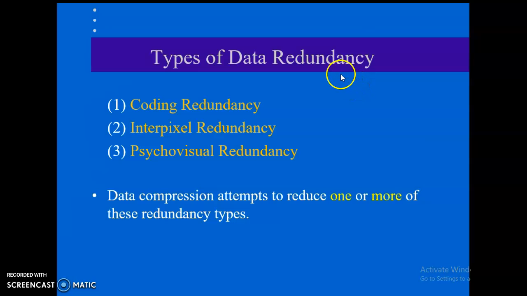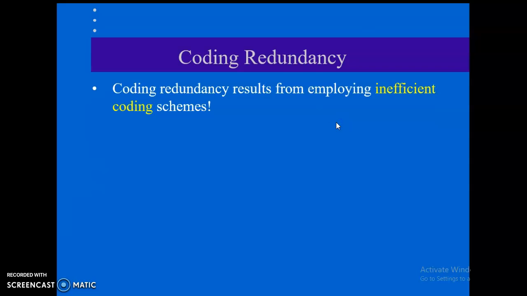Types of data redundancy: coding redundancy, interpixel redundancy, and psycho-visual redundancy. Data compression attempts to reduce one or more of these redundancy types. Coding redundancy results from employing inefficient coding schemes.